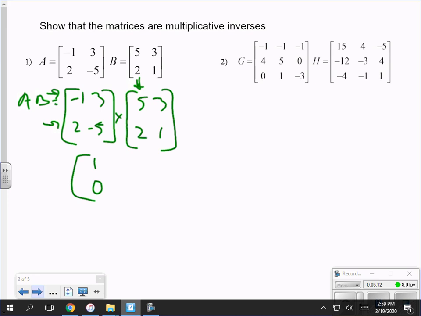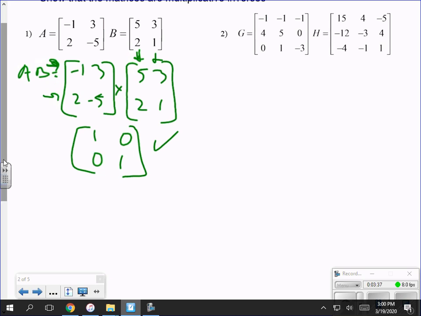I get 0. Then I do the same thing with this column and this row to do the first spot here. Negative 1 times 3, 3 times 1, and guess what? I get 0. And then I do this row times this column. 2 times 3 is 6. And negative 5 times 1 is negative 5. And guess what? I get 1. So that one works. But remember, we have to check it in both directions.